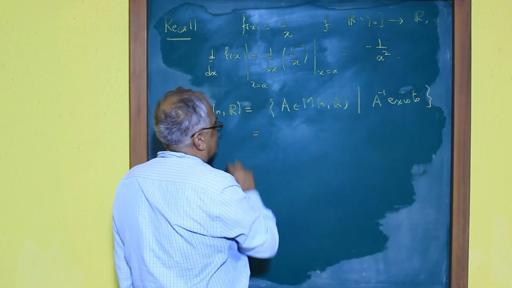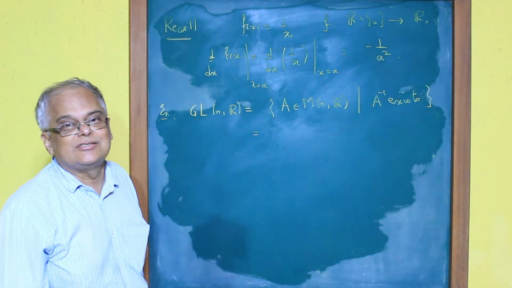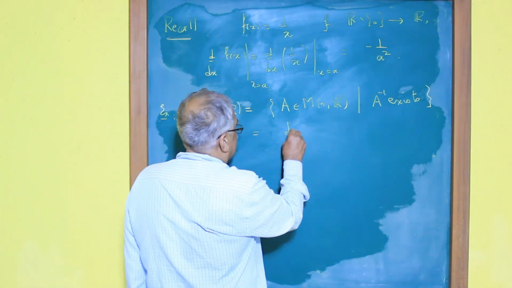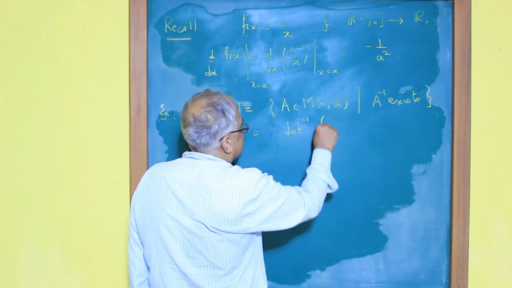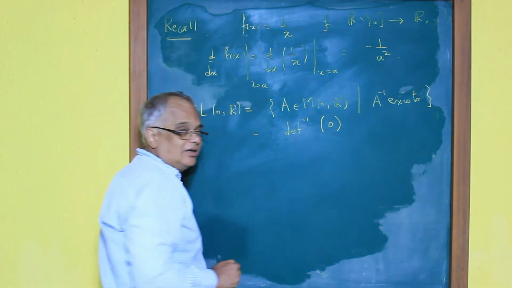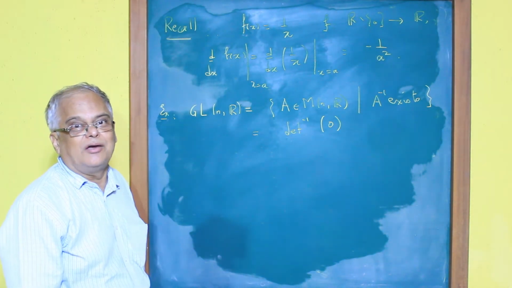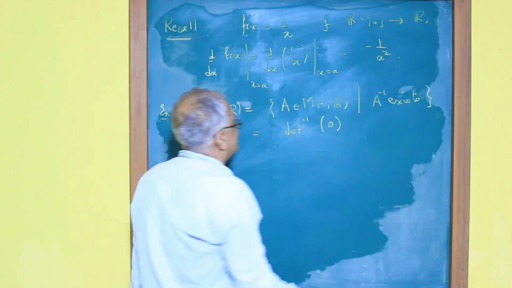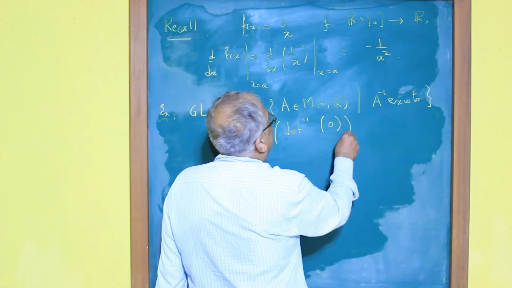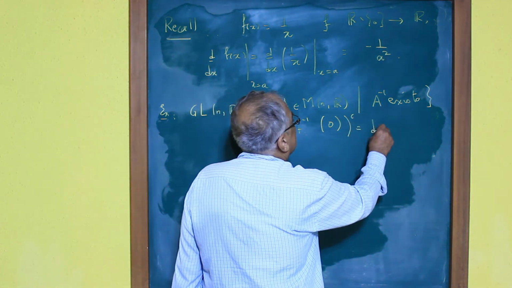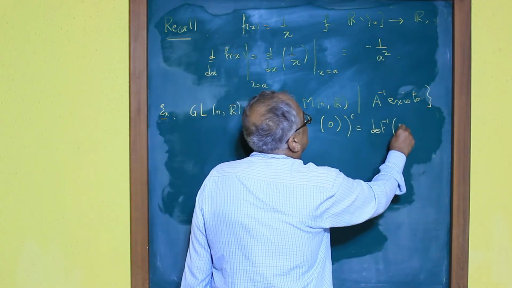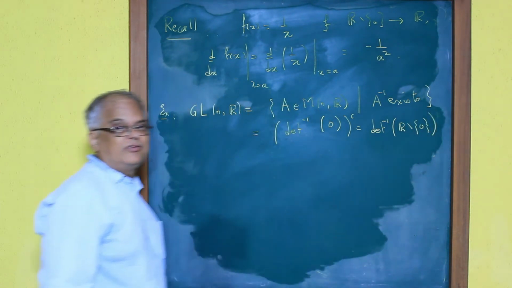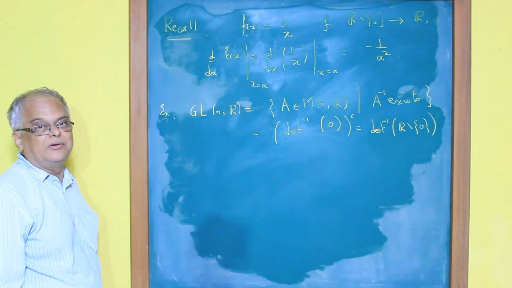And it is clear that you have come across the statement that the inverse exists if and only if the determinant of A is not equal to 0, and therefore this is equal to det inverse of R minus 0, where determinant is the determinant map from M_n(R) to R. Sorry, det inverse of the complement of 0, which is det inverse of R minus 0. Every invertible matrix has a non-zero determinant.